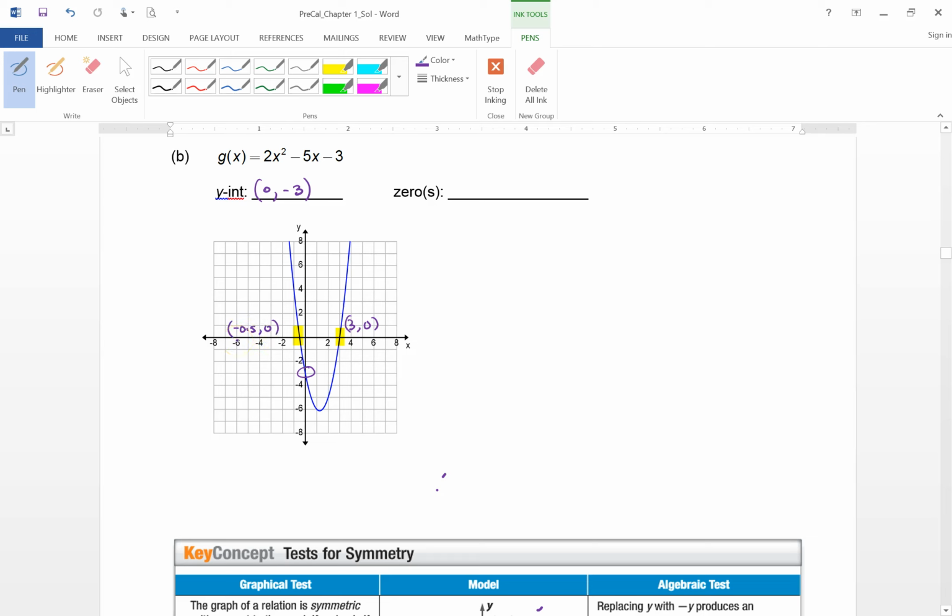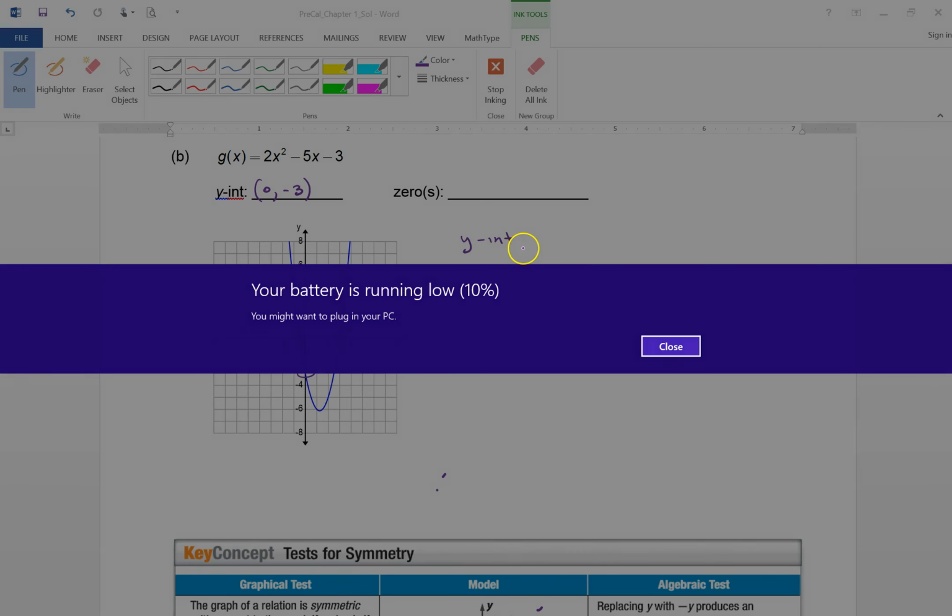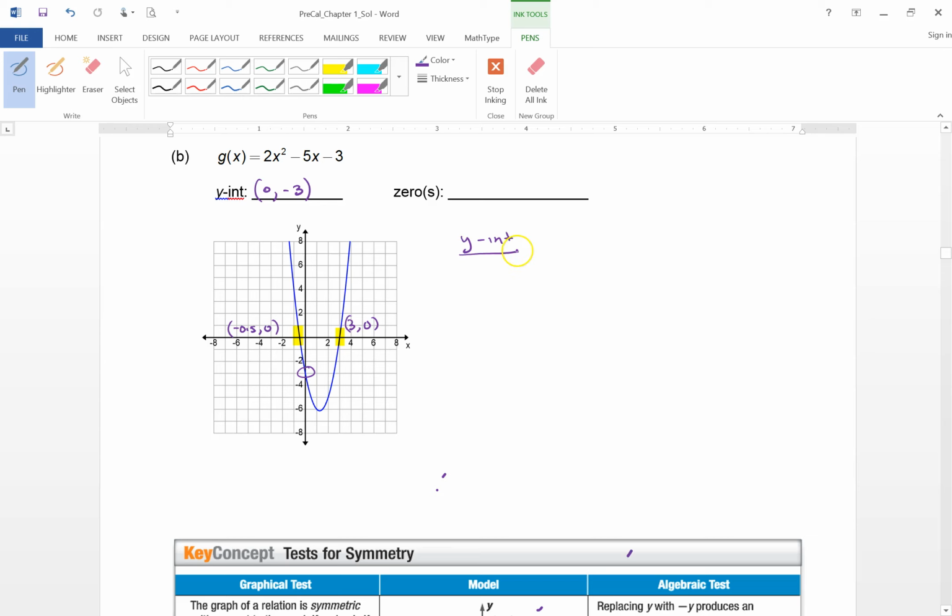Now let's confirm all this algebraically. Algebraically, to find the y-intercept, we have to plug in 0 for x. So we need to find f of 0. You need to get used to the proper terminology, right? F of 0 means the value of y when x is 0. Well, this is 2 times 0 minus 5 times 0 minus 3. F of 0 is equal to -3. Okay?